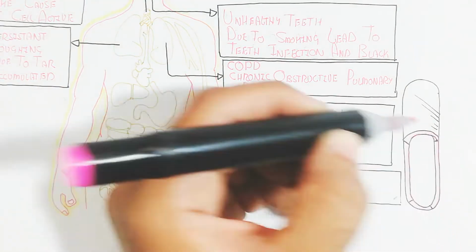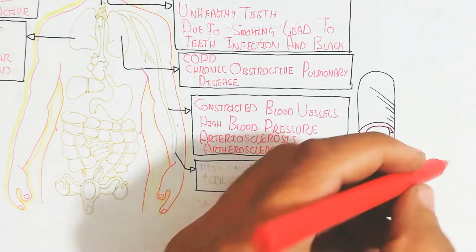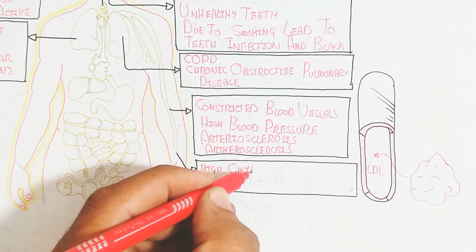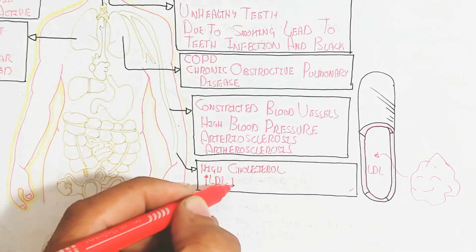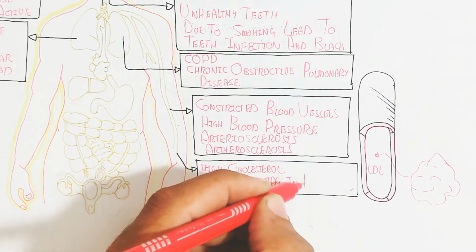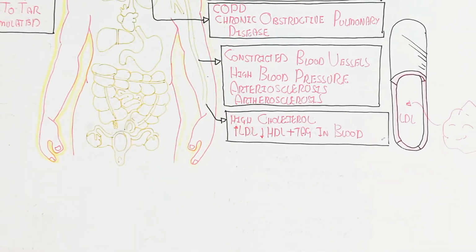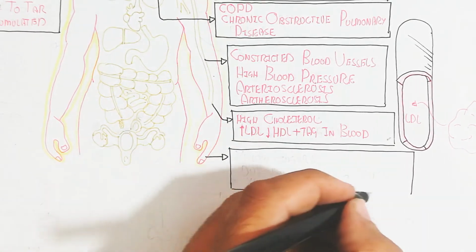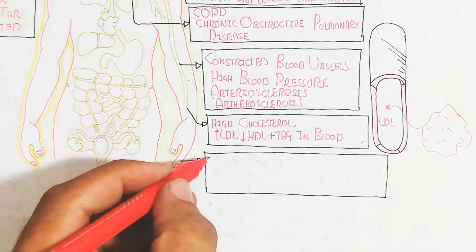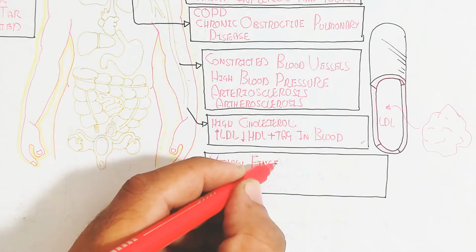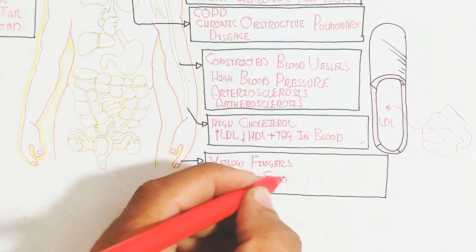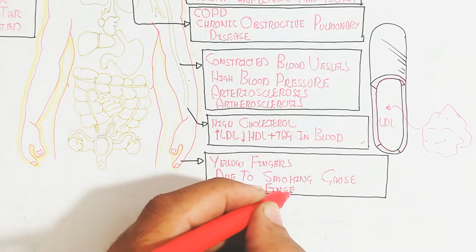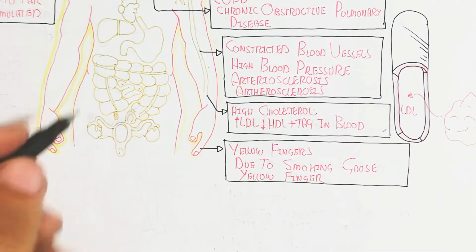On the other hand, high cholesterol, which is unknown, but basically sympathetic nervous system stimulation leads to degradation of fat, and low density lipoprotein increases due to the triglyceride, while high density lipoprotein decreases, and the triacylglyceride in the blood increases, so high cholesterol. Then yellow fingers: smoking causes yellow fingers. This is just normal, not a complication, but I am including it.